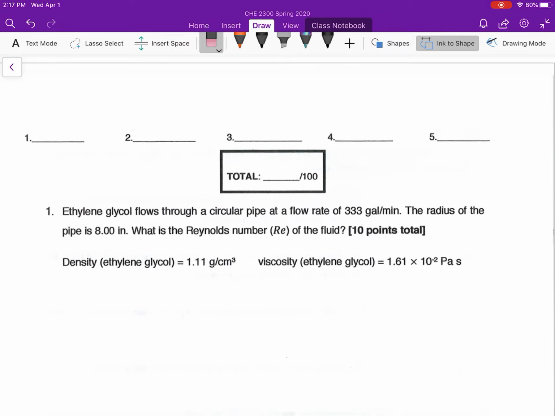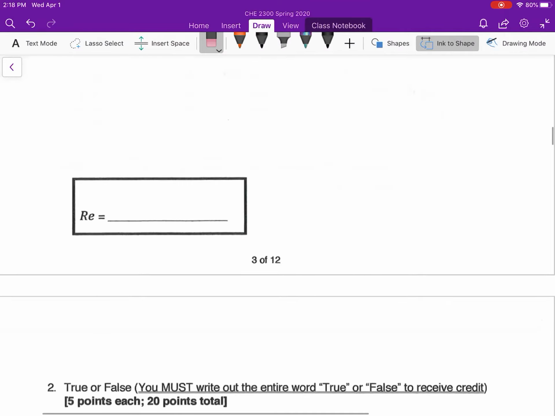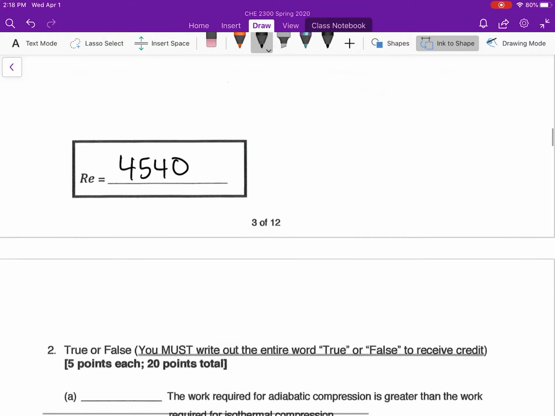Question 1 was, of course, to calculate a Reynolds number. I'm not going to spend any time going over that. Please look at the solutions. The number you should have gotten for this with the correct number of significant figures is 4540.